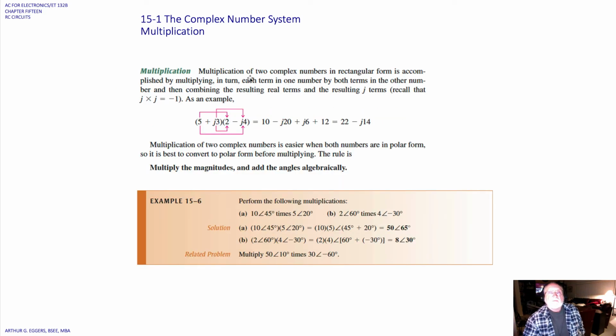In multiplication, multiplication of two complex numbers in rectangular form is accomplished by multiplying in turn each term in one number by both terms in the other number, and then combining the resulting real terms and the resulting j terms. Recall that j times j, or j squared, is equal to minus 1. So you can see by the little demonstration here, we have 5 times 2, 5 times j4, j3 times j4, j3 times 2. So 5 times 2 is 10.